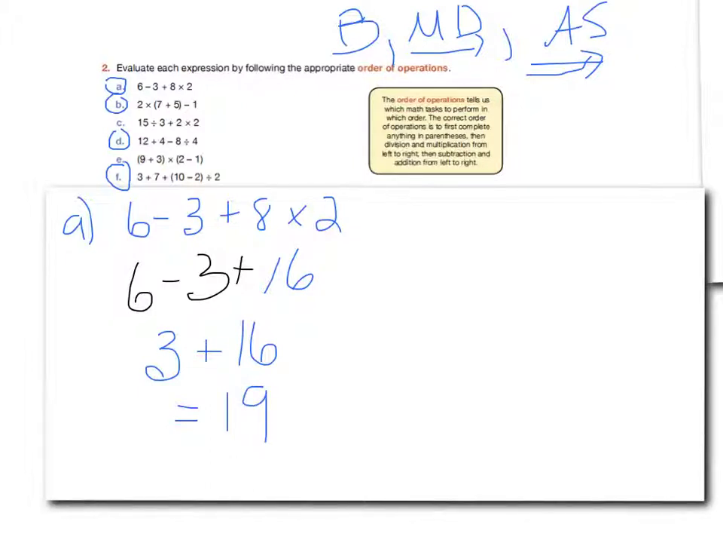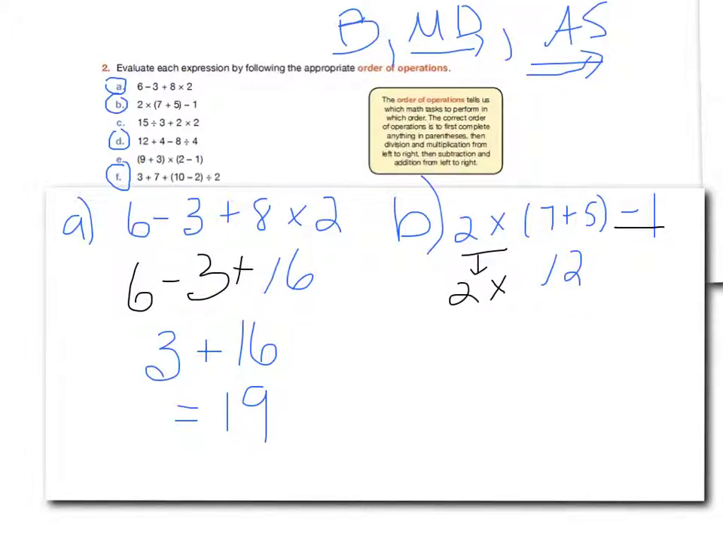All right, let's take a look at B. So B, we have 2 times 7 plus 5, which is in brackets, minus 1. All right, so brackets first, which means we have to do this part first. So let's get that done. 7 plus 5 is 12. Let's rewrite what's there, and we cannot change the order, so we just bring it right down. 2 times and minus 1.